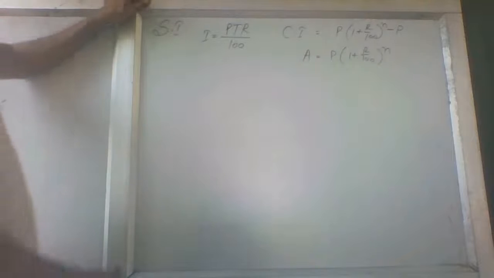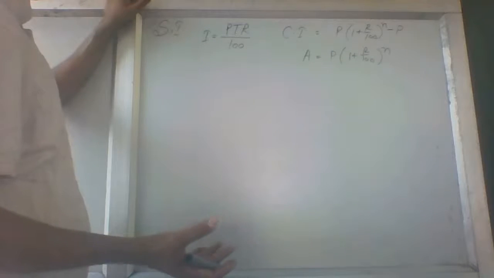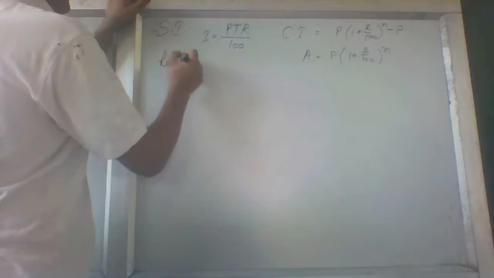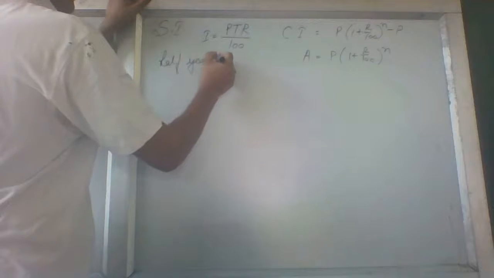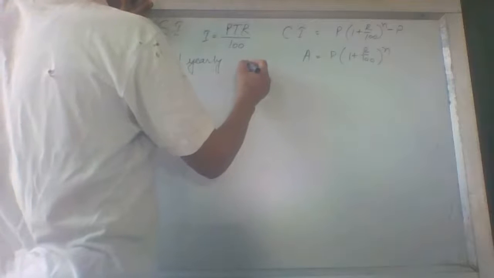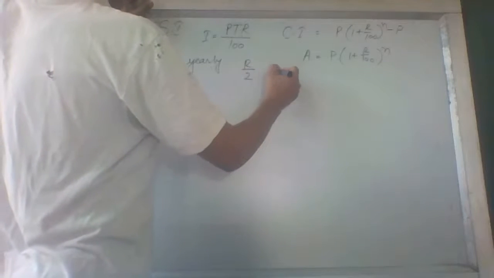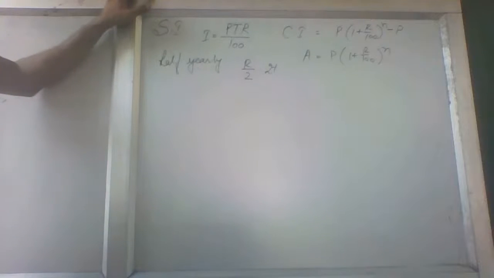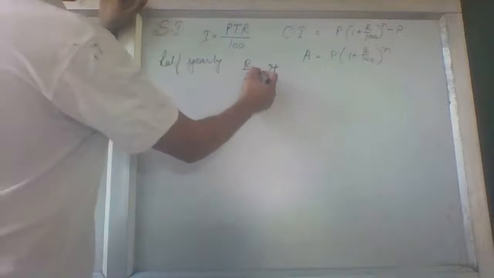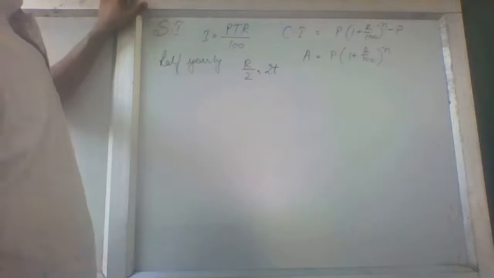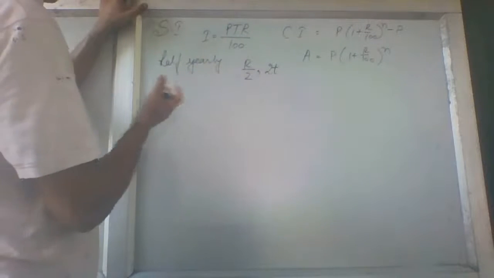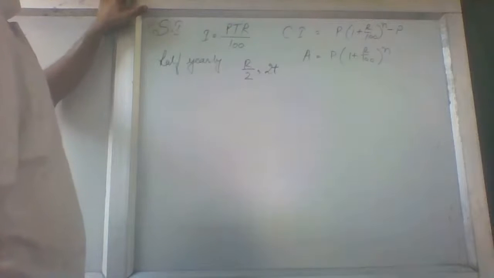And in this, some complications were added by the writer, and that was half yearly. In the half yearly method, I have told you the rate will become half and time will become double. These are two important things we have to remember, that rate will become half and time will be multiplied by 2, or it will be doubled. Like this, we have seen simple interest, compound interest, half yearly, and so on.